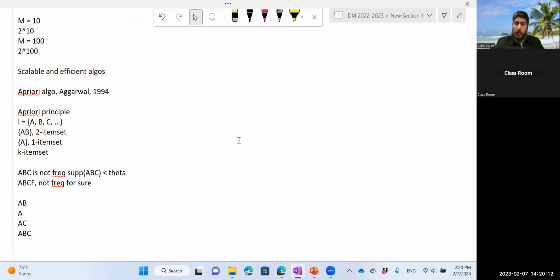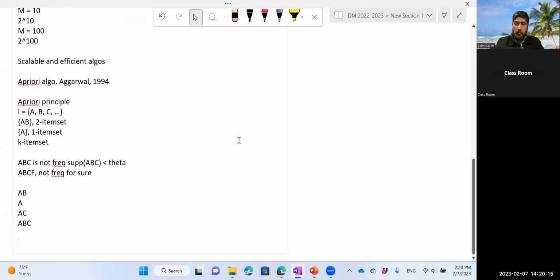By the way, minimum support, when we say absolute support, it is just the count. And when we don't use absolute, then usually it's a fraction, a percentage, or a ratio. So for this small example, let's say we have absolute min support of three. Okay?